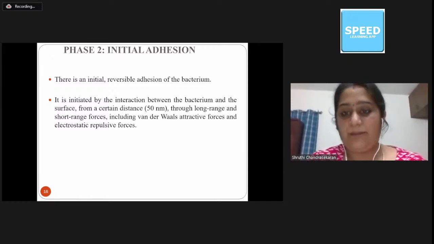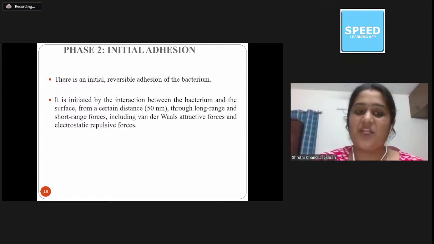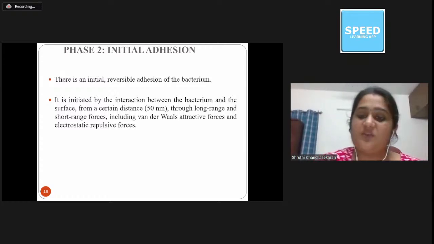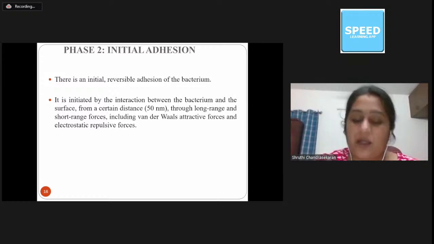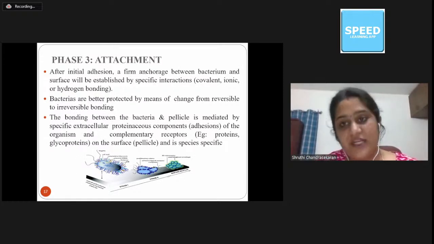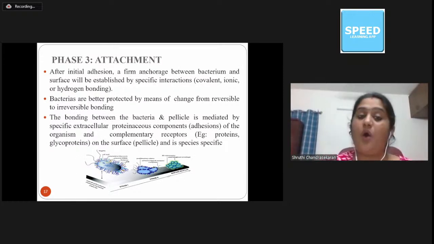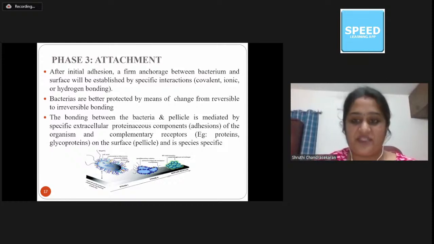And this will happen through long ranges as well as short range forces such as van der Waals forces and electrostatic repulsive forces. So during this stage, there are 2 different types of forces. One is the van der Waals forces and next is the electrostatic repulsive forces. So the initial attachment has also occurred. So how to get a permanent attachment? That is the phase 3 of the formation.